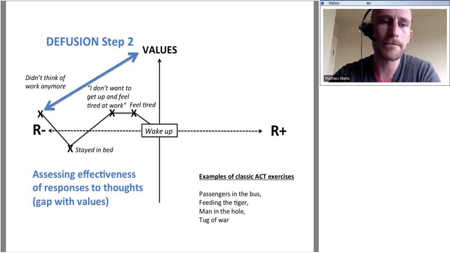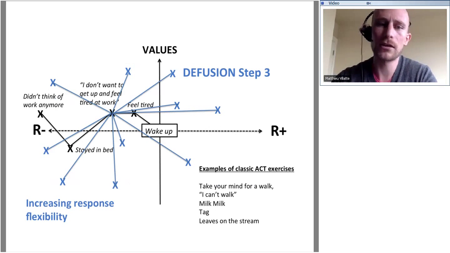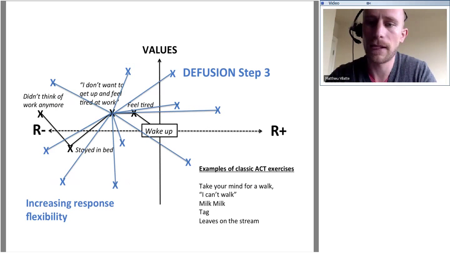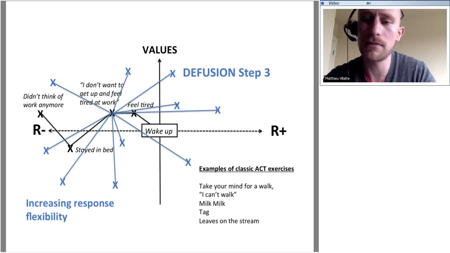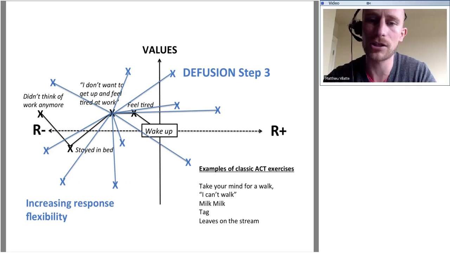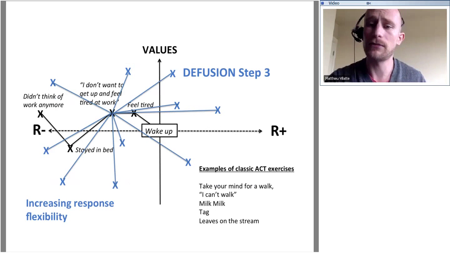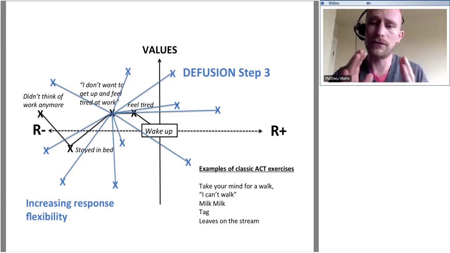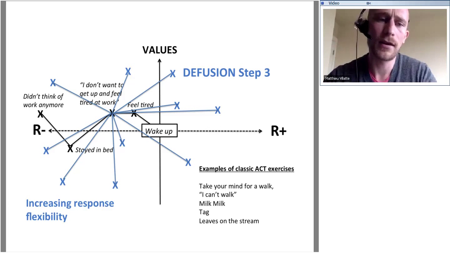Okay, so the last step is to increase response flexibility. Not necessarily directly doing the effective behavior, but even just increasing flexibility, being able to do a variety of actions in the presence of these thoughts. Now, if you remember what I said earlier about fusion, one of the dimensions of fusion is losing flexibility, the restriction of the range of possible action. And so what we want to do is increase that flexibility.